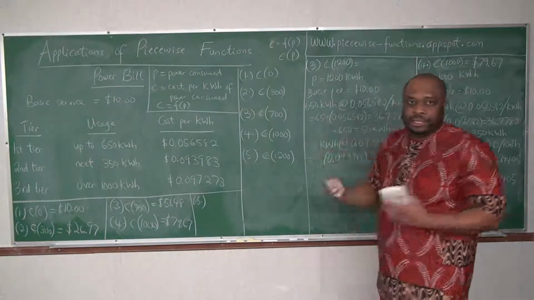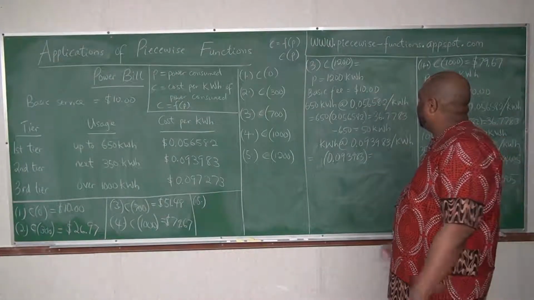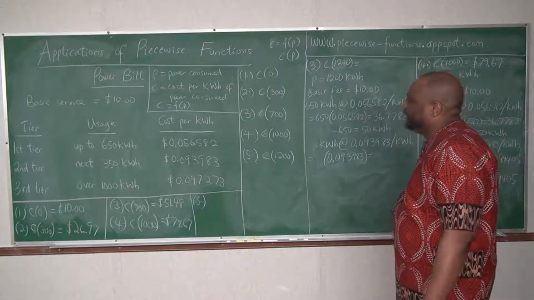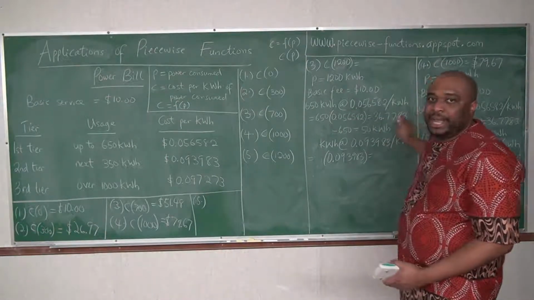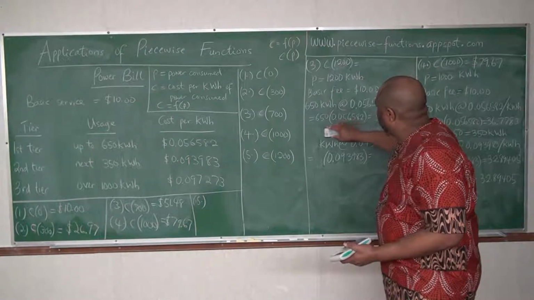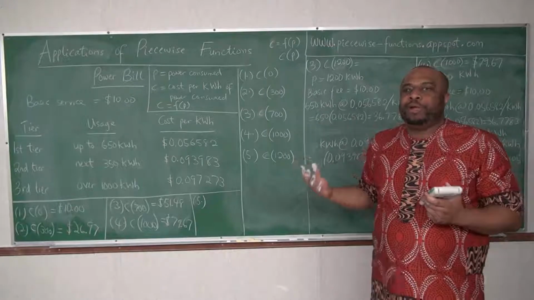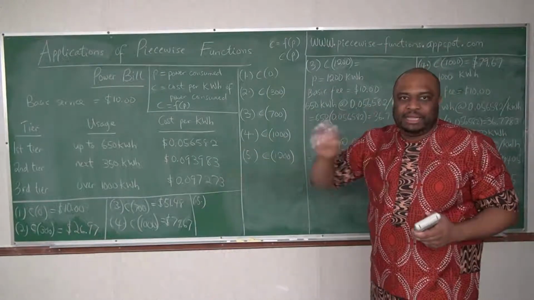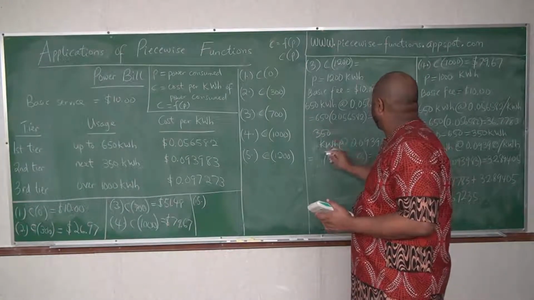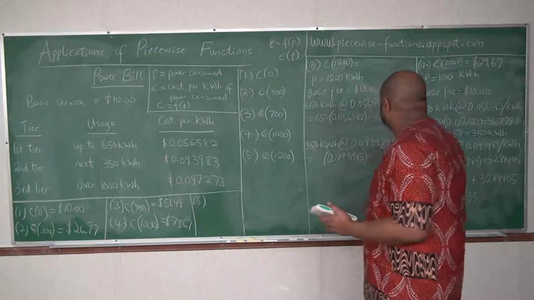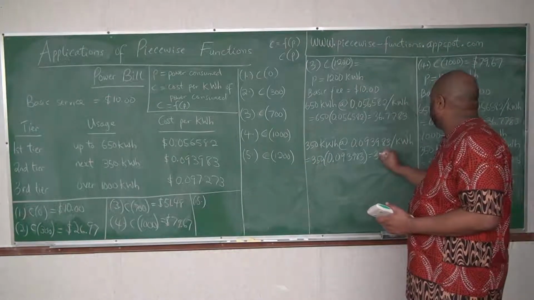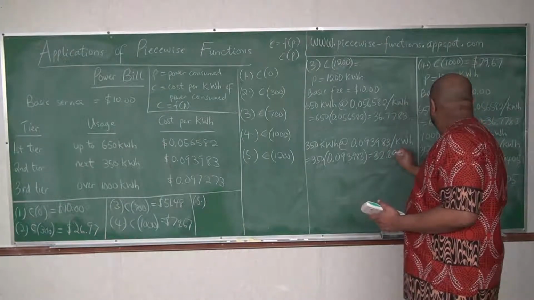Here the power is 1200 kilowatt hour. So we have the basic fee, then we have 650 gone. Then after this 650, we get the next 350. We don't need to write 1200 minus 650 because we already know this 1200 falls in the third tier. So we do 350 kilowatt hour at this rate, which will be equal to 350 times this, and that gives us 32.89405.